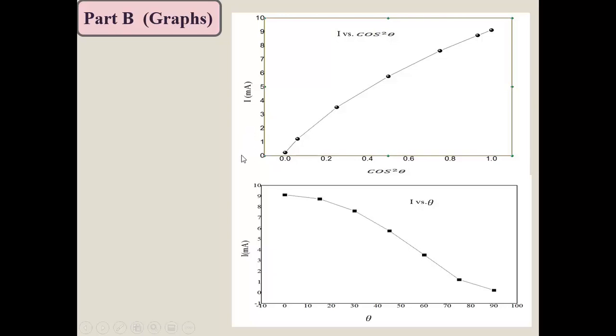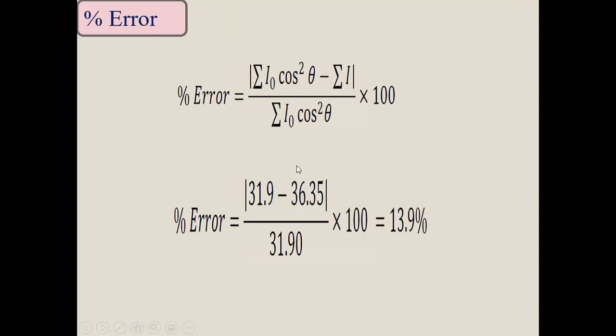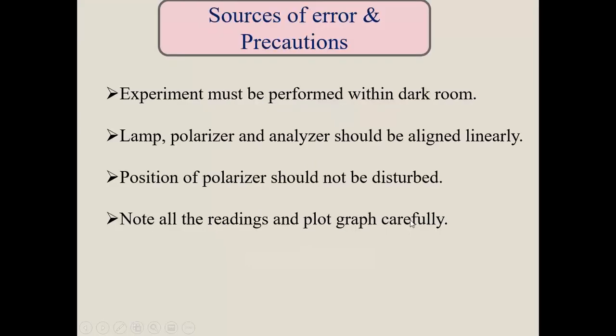My current varies as a function of cos square theta. Then similarly, I can plot the current as a function of the angle between polarizer and analyzer, and this is how it looks. The percentage error, of course, I can calculate using this particular expression. Say for example, in this case, I naught cos square theta is this number and the summation of I is this number, so I can calculate the percentage error.